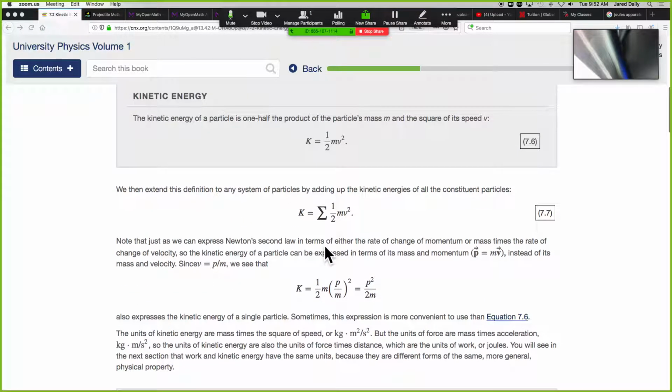In any case, you can see that velocity is very important for energy. Kinetic energy is very, very dependent on velocity. If you double the velocity, you quadruple the kinetic energy. If you double the mass, you just double the kinetic energy. But if you double the velocity, you quadruple the kinetic energy.